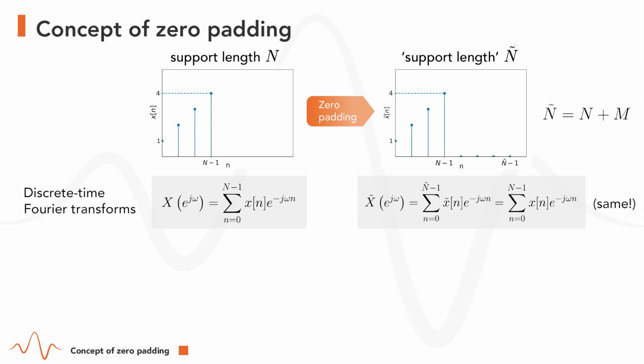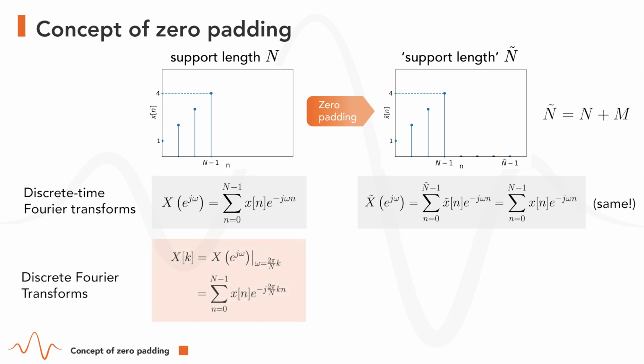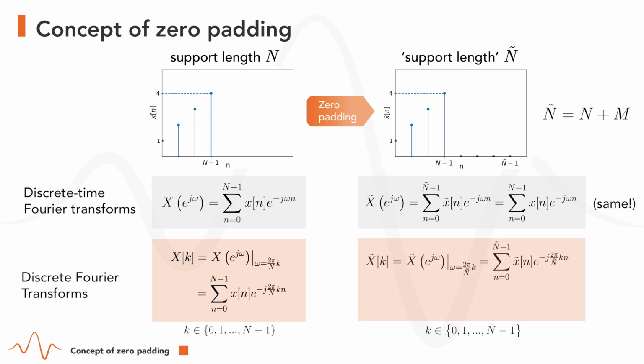Let us now compute the discrete Fourier transforms, which are nothing more than samples of the discrete time Fourier transform. For the original signal x of n, these samples should take place at omega equals 2 pi over capital N times k, because its length is capital N. This leads to the expression on the left-hand side. For x tilde, the signal padded with zeros, we have to evaluate the discrete time Fourier transform, which is here denoted by x tilde, for omega equals 2 pi over capital N tilde times k. We could have also denoted the discrete time Fourier transform x tilde by capital X, since we know they are the same.